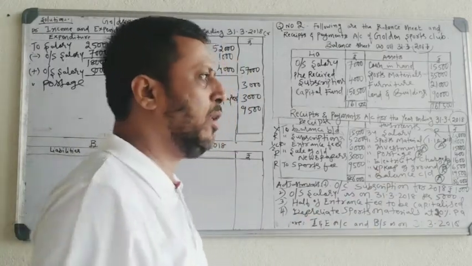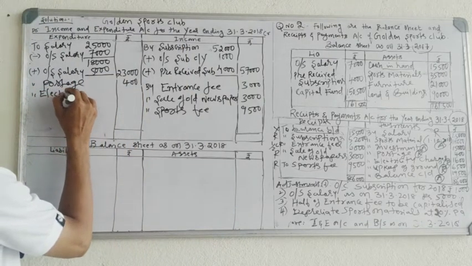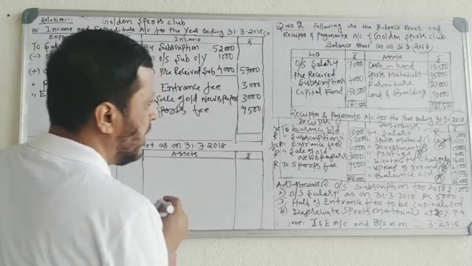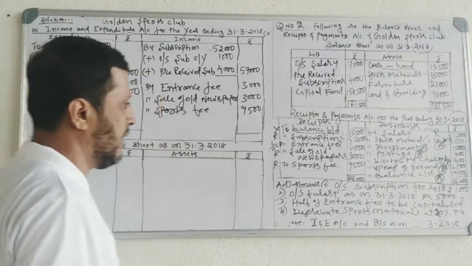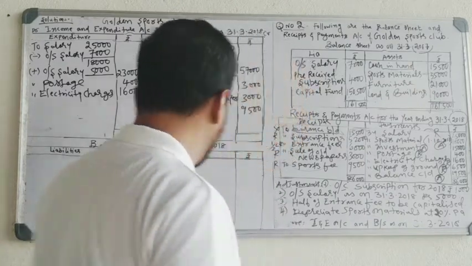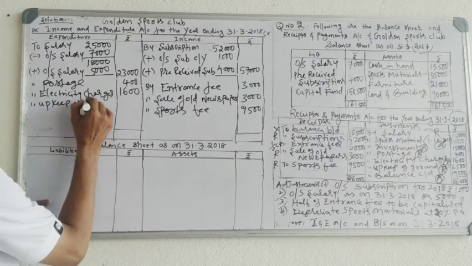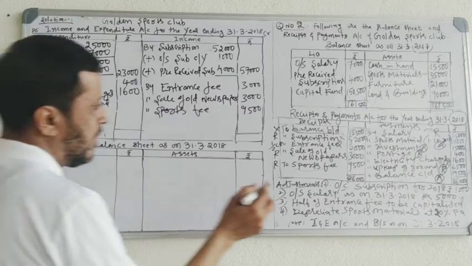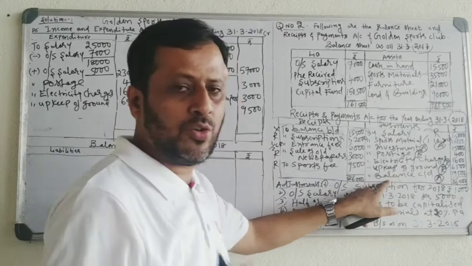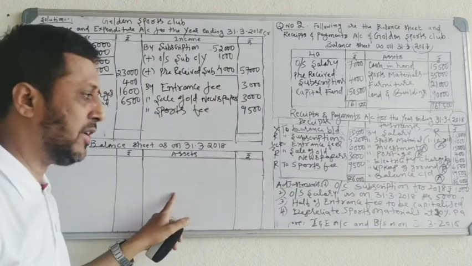Electricity charges paid regularly, revenue expenditure. Electricity charges amount is 1,600. Upkeep of ground, maintenance of ground, it is a regular expenditure. So write upkeep of ground, amount is 6,500. Balance carried down you should not take because it is a closing cash and bank balance. It is an asset recorded on the asset side of the balance sheet.